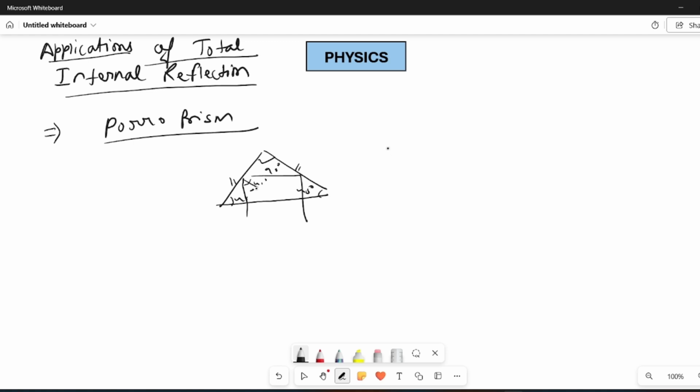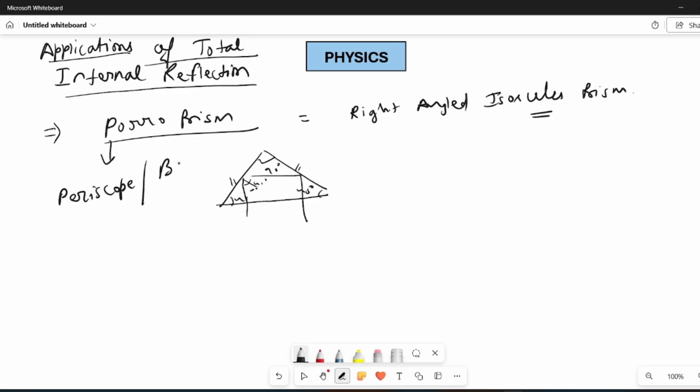So this particular porro prism is a right angled isosceles prism. This is known as a porro prism, and this can be used. What is the use of the porro prism? This can be used in a periscope.